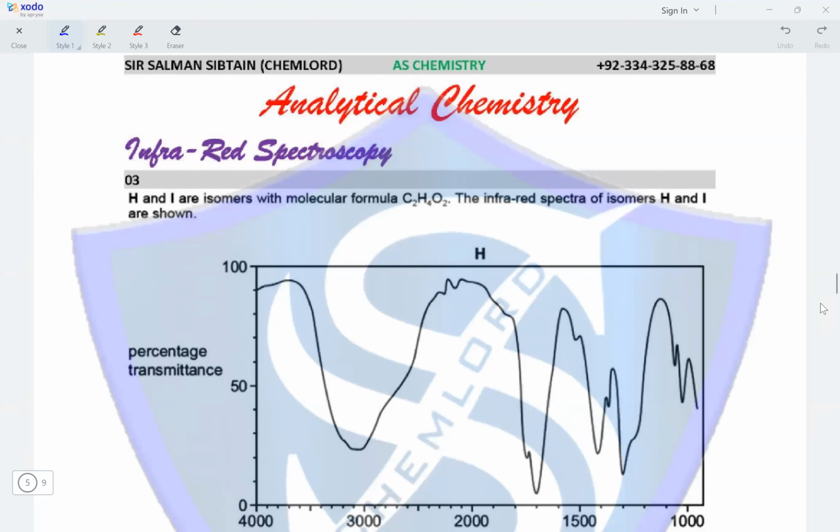Question 3. H and I are isomers with molecular formula C2H4O2. The infrared spectra of isomer H and I are shown. Okay, so the peaks visible in H are C single bond O, C double bond O, and OH that is bonded to a C double bond O group according to its wave number region.